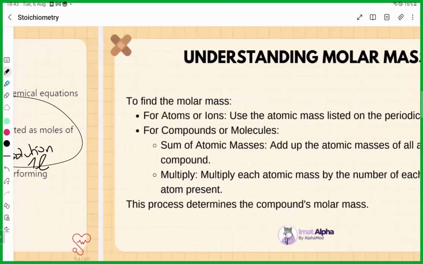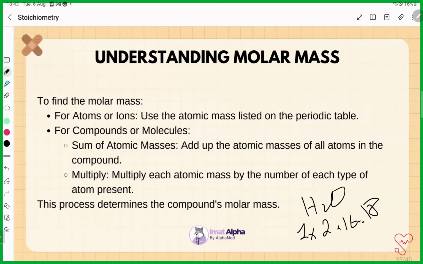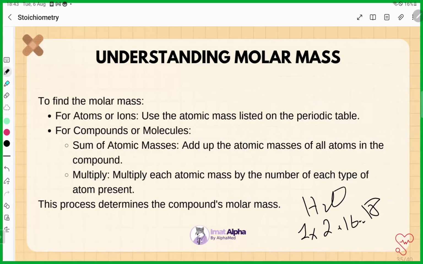Finding the molar mass, you just have to memorize the molar masses of the elements in the periodic table, and then you'll be able to find the whole molar mass of a compound. Let's say you have H2O: hydrogen is 1, and oxygen is 16. So 2 plus 16 equals 18. Why 2? Because we have 2 hydrogens, 2 times 1.